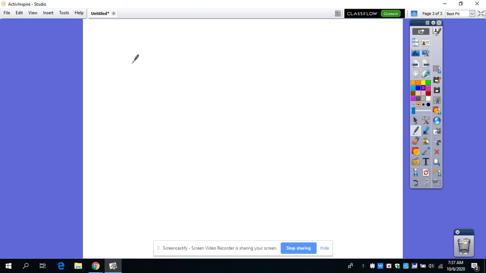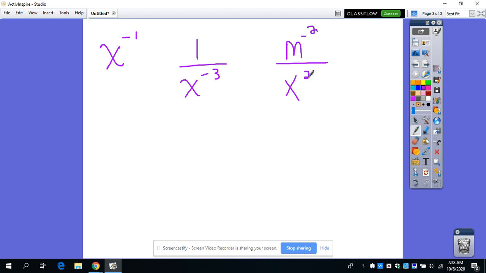Okay, guys, we're going to go over negative exponents now. So if you have a variable raised to the negative first power, it can look like this. It can look like this. It can look like this. Or I'm going to give you a number example.